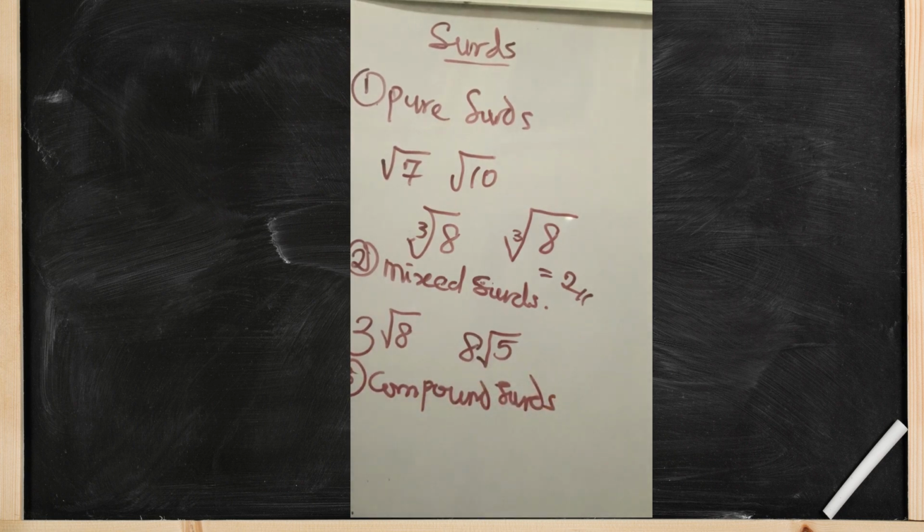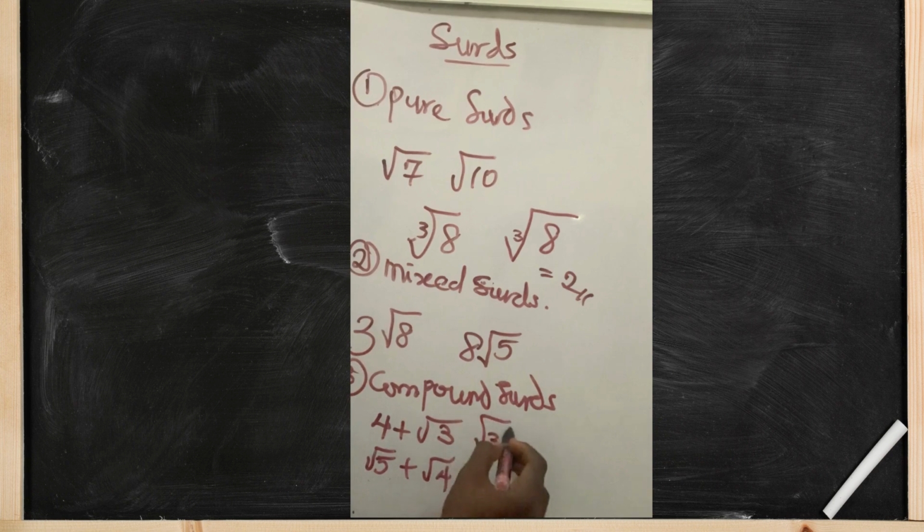When you talk about compound surds, it's actually a combination of two surds. Something like this is a compound surd. Something like this is a compound surd. These are compound surds. So that is it about the types of surd. We have the pure surds, the mixed surds, and the compound surds.